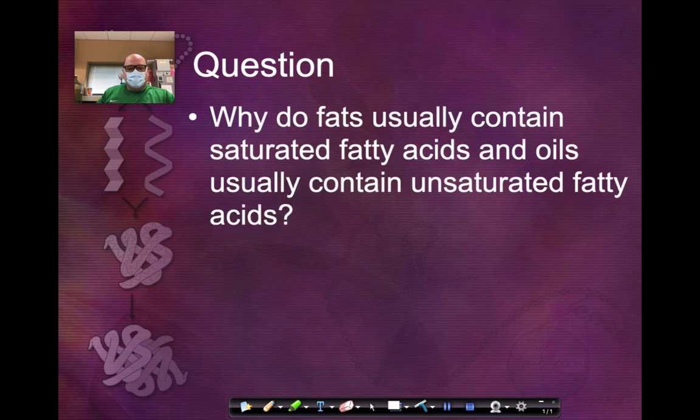So let me ask you a question. Why are they a little bit different? Why do fats contain saturated fatty acids and oils usually contain unsaturated fatty acids?